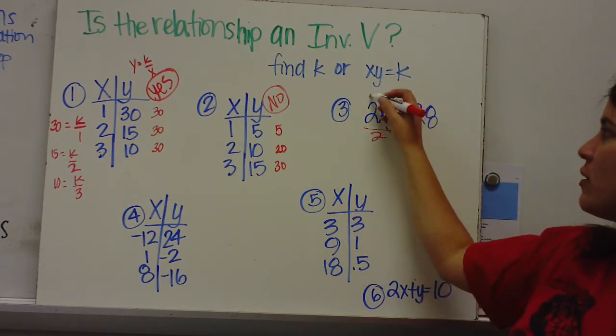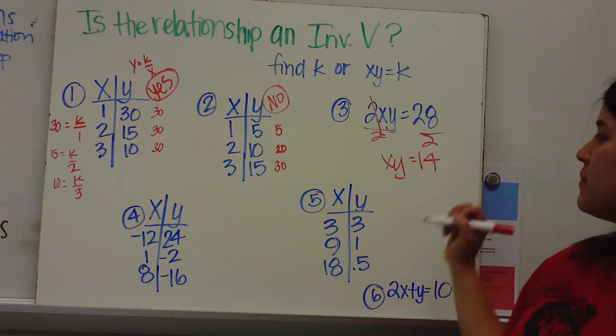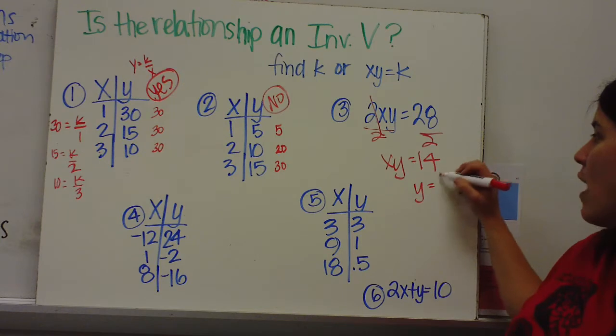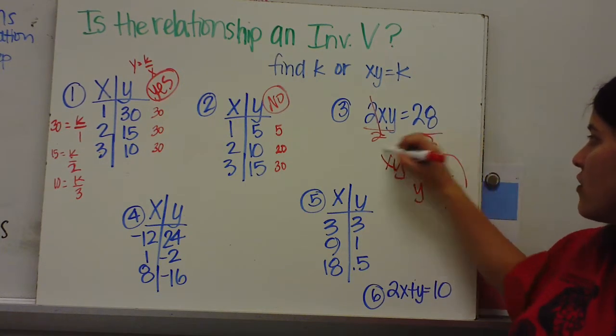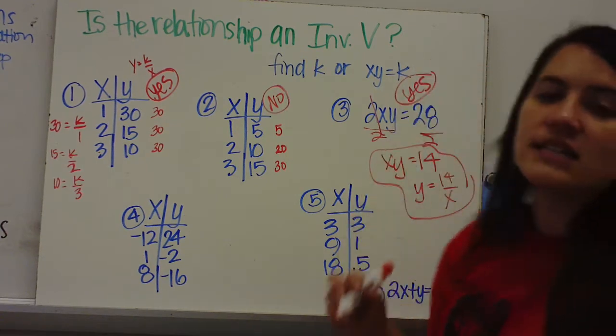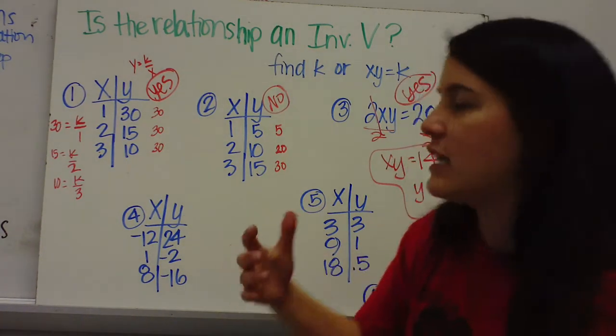So the question is, can we rewrite it to look like this? If we divide by 2 on both sides, we get xy equals 14. And then we could divide by x, and we get y equals 14 over x. So in either case, the answer is yes. This is an inverse variation relationship, because you can rewrite it in this format.